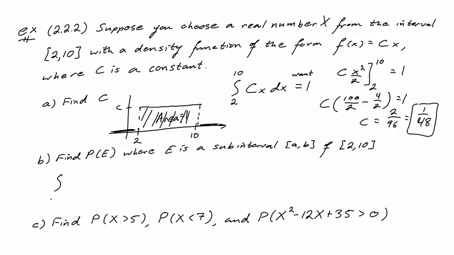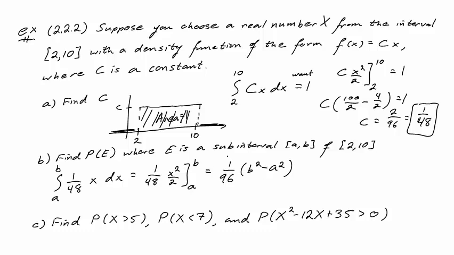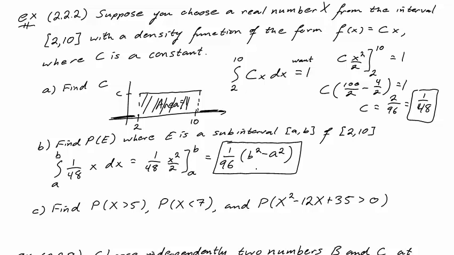So we're just going to integrate from A to B of 1 over 48 times x dx, and so we get 1 over 48 x squared over 2 from A to B, and when we plug all that in, we're going to get 1 over 96, taking the 1/48 and the 1/2 there, putting them together, and then we'll have b squared minus a squared. So for any subinterval AB, we can find the probability that we fall inside of it by using that formula.